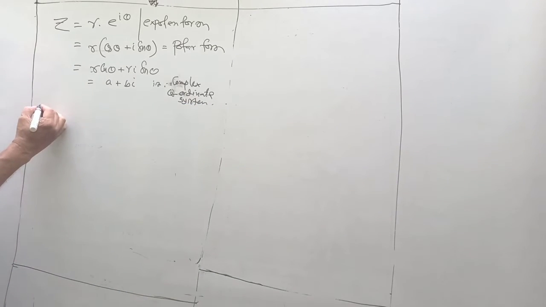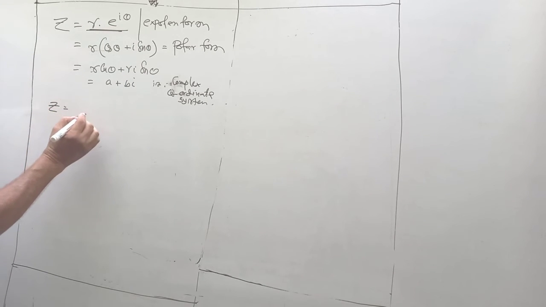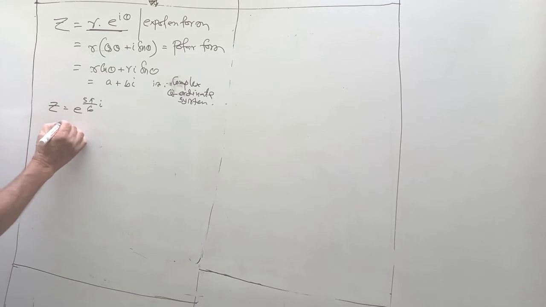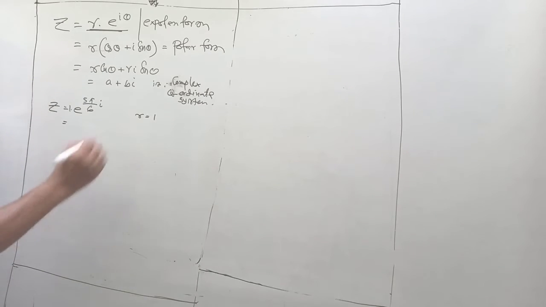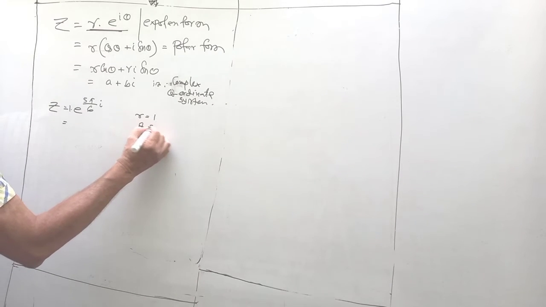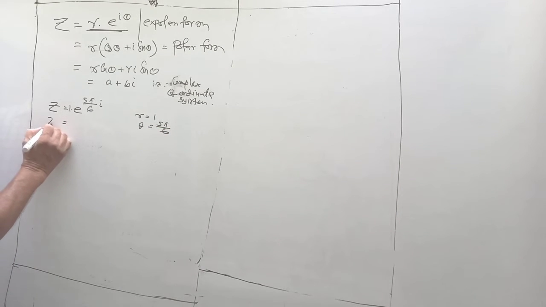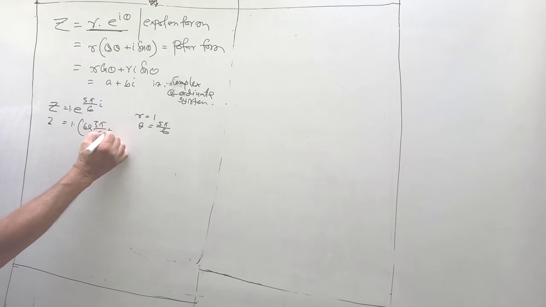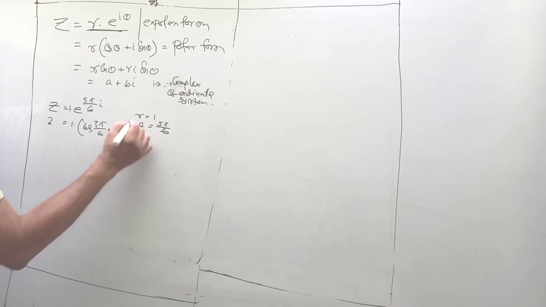In our case, the problem is given in this form, that is z equal to e to the power 5 pi by 6 into i. That means here r equal to 1 and theta equal to 5 pi by 6. Hence we can write 1 into cos 5 pi by 6 plus i sin 5 pi by 6.